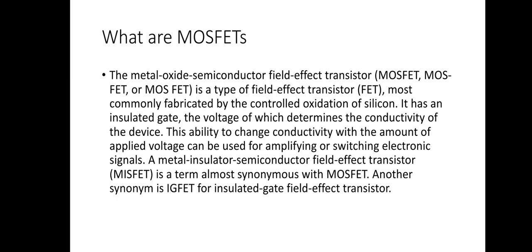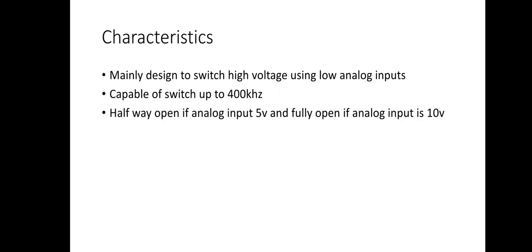Now there is also the IGBT, and I will introduce you to that as well. These are a few characteristics I will be sharing with you here. Mainly they are designed to switch high voltage using analog inputs, and MOSFETs have the capability of switching up to 400 kilohertz. Then 5 volts switches the MOSFET halfway and 10 volts switches the MOSFET fully. I'm going to explain that later, so these are just basic introductions.